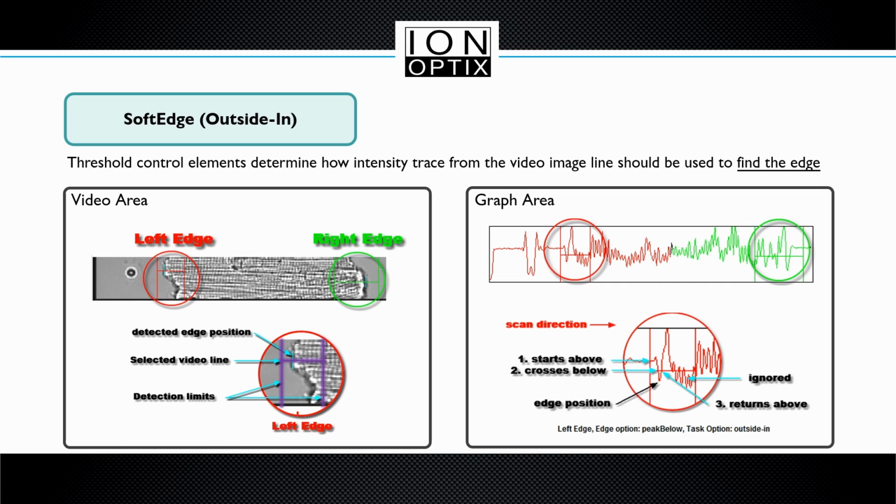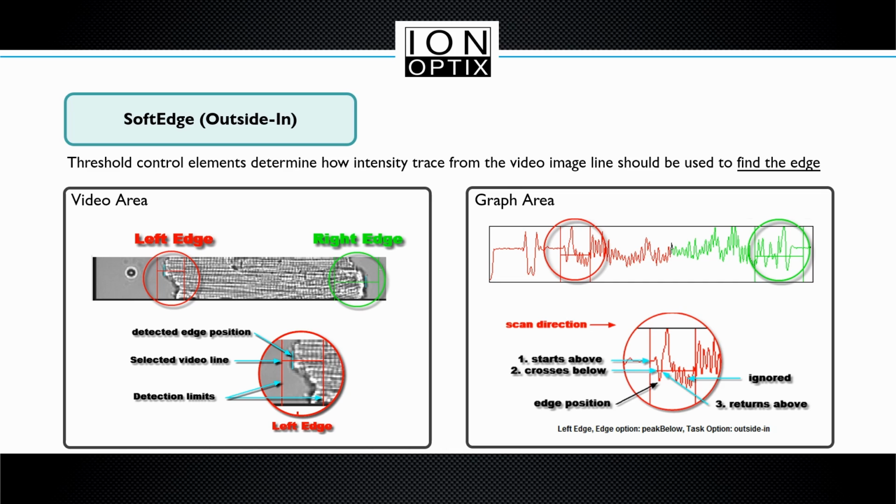So, for best results, while moving the selected video line in the video area, pay attention to how the peak changes in the graph area between your detection limits. When you see a strong peak that doesn't go away as the cell moves, then you are in a good position to detect the edge.